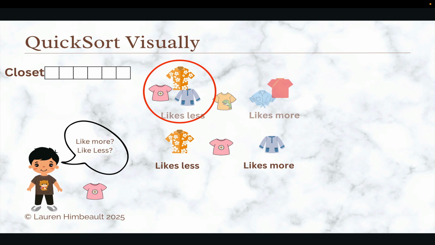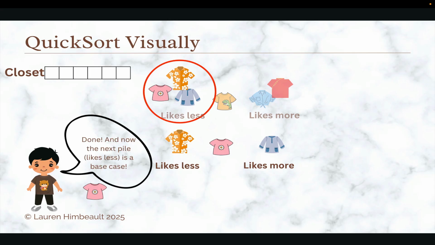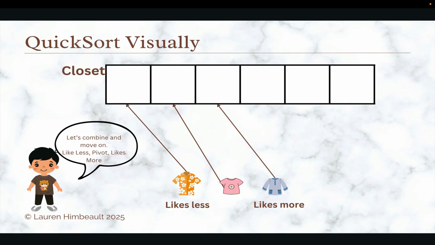Now, when I look at my likes less pile, I see that there's only one shirt in there. That's a base case. And when I look at my likes more pile, I also see one shirt, which is a base case. So now I can tell that I am totally sorted on this level. I can't go any deeper. What do we do now? We start to recombine. We rehang all of our clothes: likes less, anchoring shirt, likes more. So we've just put them in exactly that way.